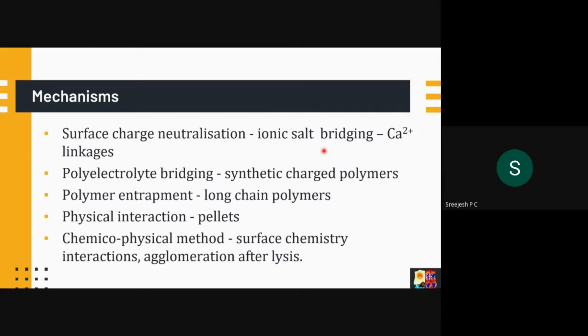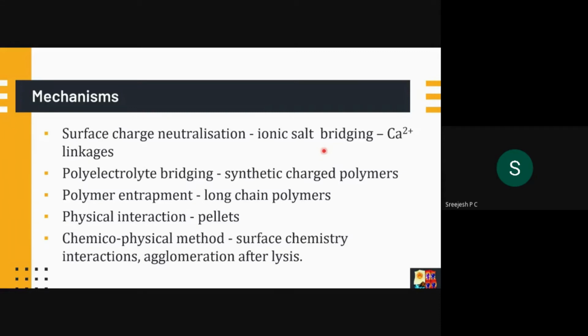Or when you add the aluminum alum, what is going to happen? The aluminum sulfate, when you are going to add, what is going to take place? Or sometimes you may be adding a polyelectrolyte, and that is causing the bridging, where you are sometimes using synthetic charged polymers. We will be discussing some of the examples in the coming slide for that.